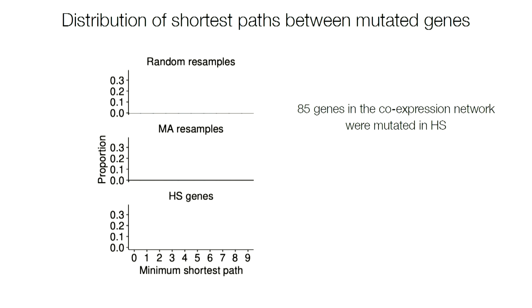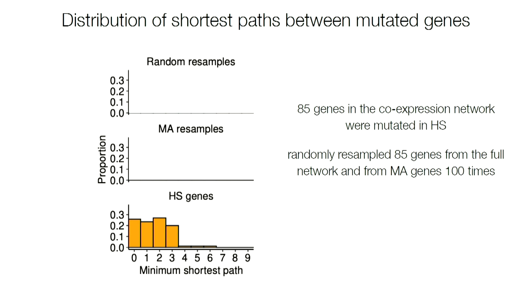So what I'm going to show here is the distribution of shortest paths between mutated genes in the HS. There were 85 genes that retained mutations in the salt-adapted lines, and their distribution of shortest paths with one another, or minimum shortest paths, I should say, looks something like this, where on the x-axis, the minimum shortest path seems to range from 0 to 3, where 0 indicates 2 mutations in the same gene, 1 indicates mutations in adjacent genes, and so on and so forth.